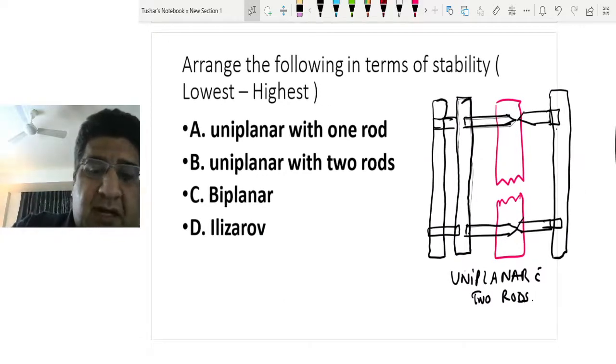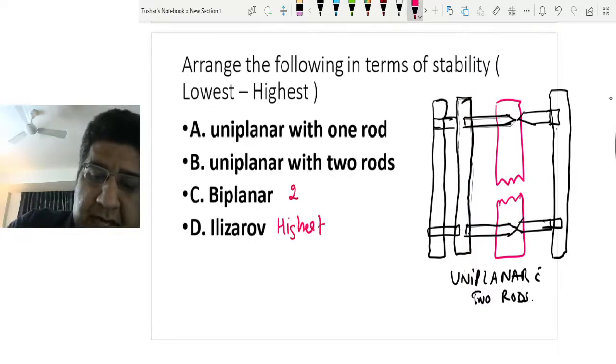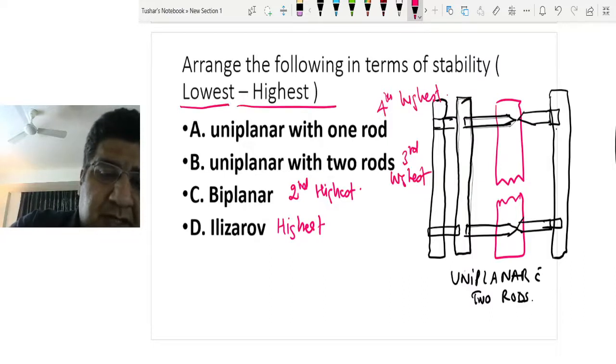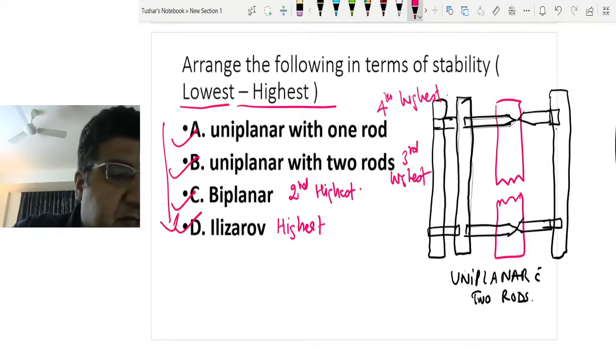So in terms of lowest to highest or highest to lowest, this is highest, this is second highest, in terms of stability this is third highest, this is fourth highest, or you can say lowest. If you are talking about lowest to highest, then A, B, C, D, correct. This is the right answer. Are you able to understand this?